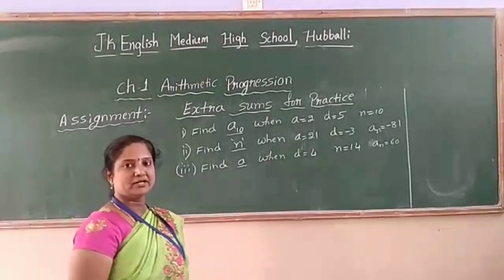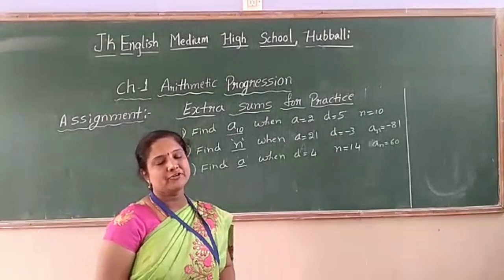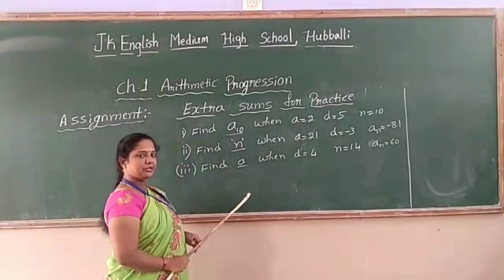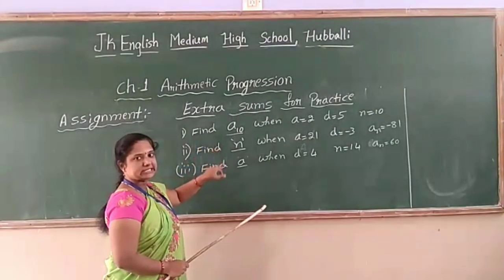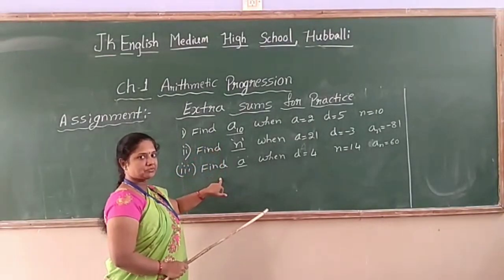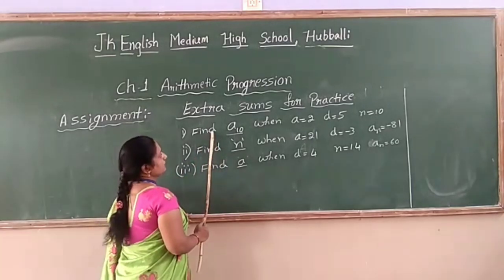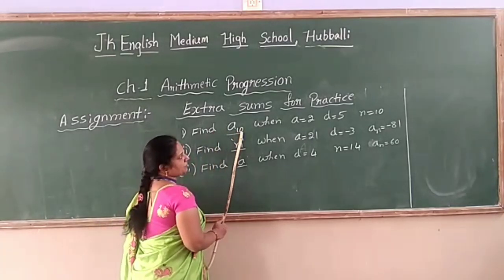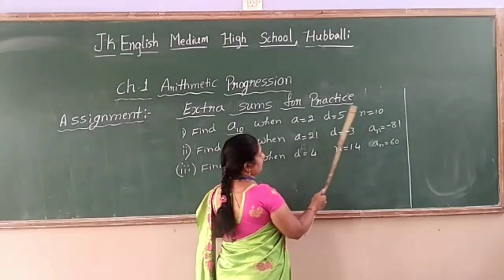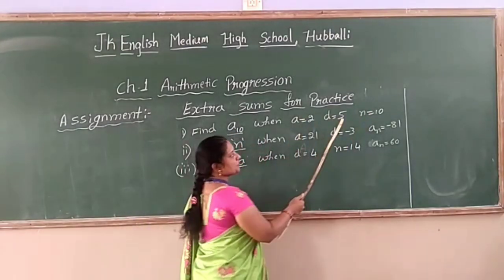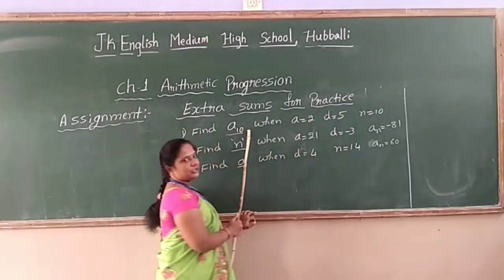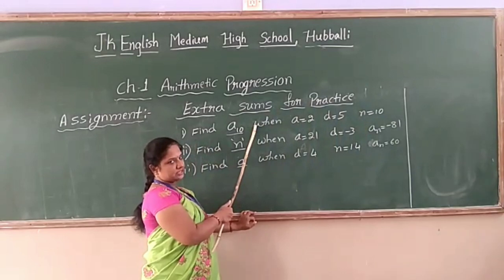Children, I am giving some more extra sums for practice. Already you know the nth term of an AP by using that formula. All these 3 sums you have to solve. That formula is an is equal to a plus n minus 1 into d only. In the first sum you have to find a10, when they give you the a value as 2, the d value as 5 and the n value as 10, and you have to find the 10th term of this AP.